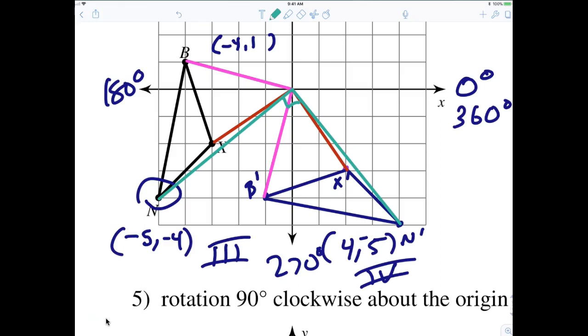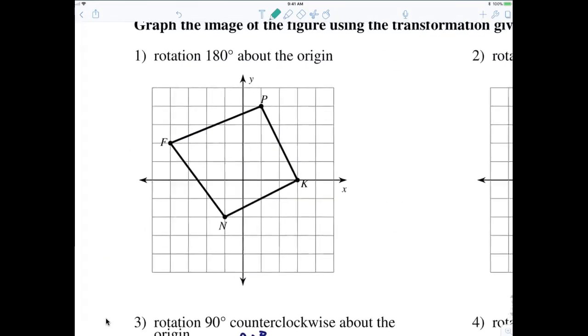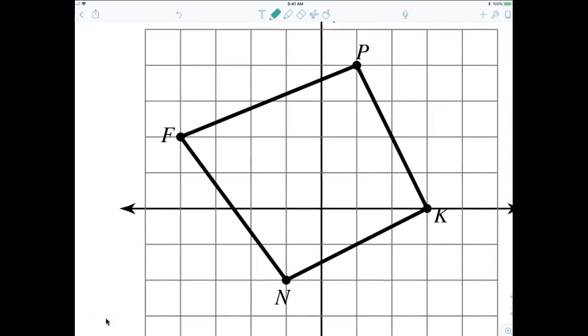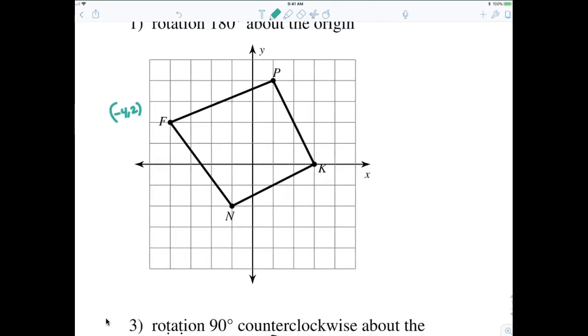So now, let's look back at the first one. So F. Somebody tell me what the coordinates of F are. Negative 4, 2. So if I rotate that 180 degrees, it would be what? 4, negative 2. So now I count out 4, 1, 2, 3, 4, negative 2, and I put an F prime. And then what's P? What are the coordinates for P? 1, 4, right? So then, if I rotate that, negative 1, negative 4. And then put P prime. And then N, what is N?